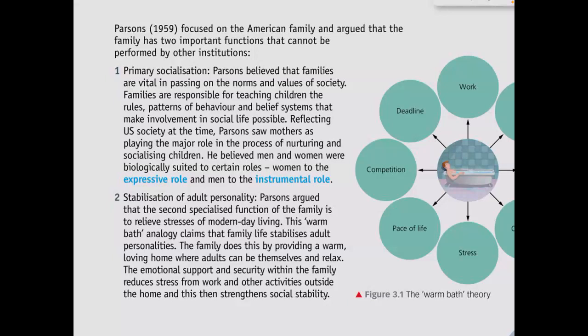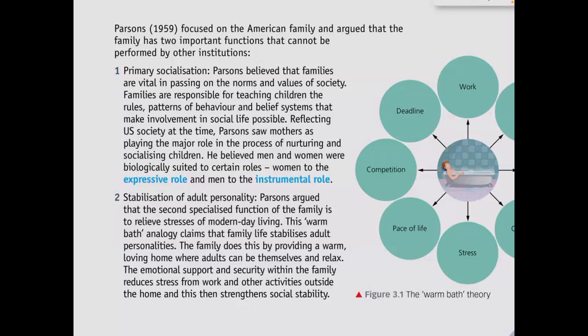And that is what Parsons said, that this stabilization of adult personality, where you want to eliminate these things, is only going to come from the family. Because if you live in a functional family, if you live in a family that loves you, cares for you, and it is an ideal family, that will only prevent you from going through different things or traumatic experiences in your future. That will make you a good human being, that will make you a good adult that can survive in the family. So Parsons argued that the second specialized function of the family is the relief of stresses of modern day life.